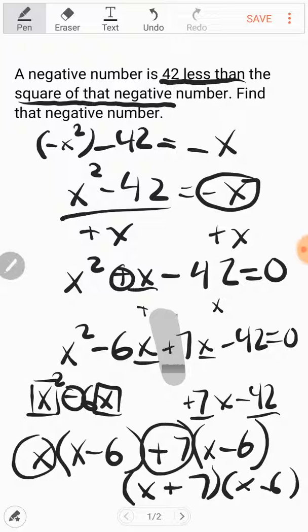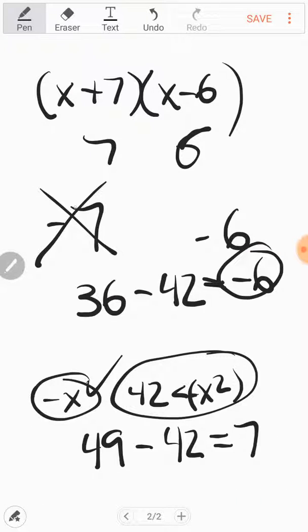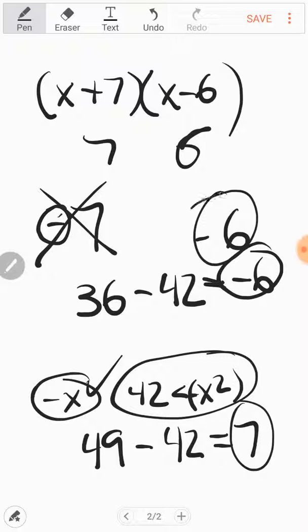So the answer to this question, find that negative number, is that x equals negative 6. Basically I just squared the numbers and then subtracted 42 to see if that negative number would equal the square minus 42. See, this one should have been negative 7, but it equaled positive 7. This one should have been negative 6, and it equaled negative 6. So that's how I knew it was correct, just if there was any confusion.